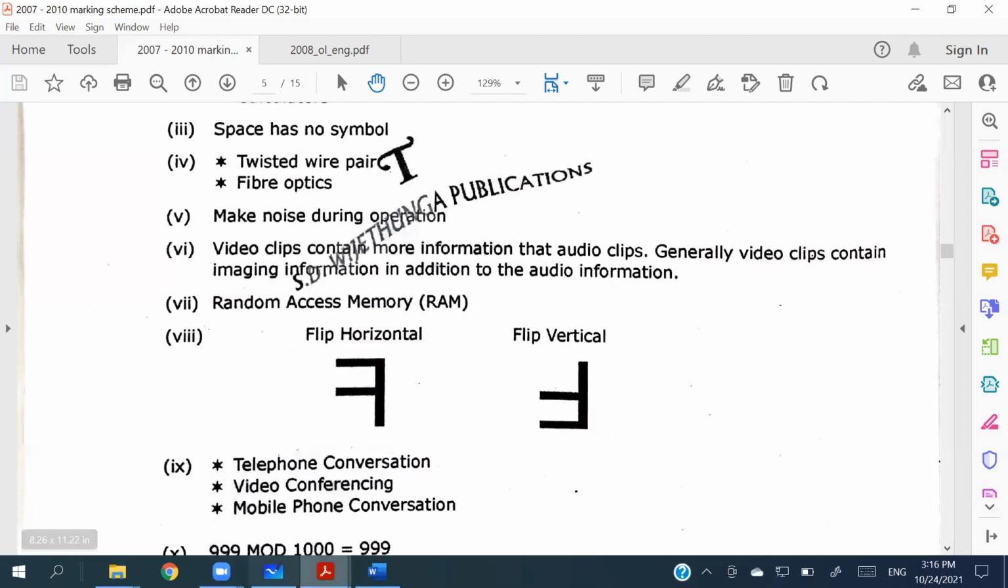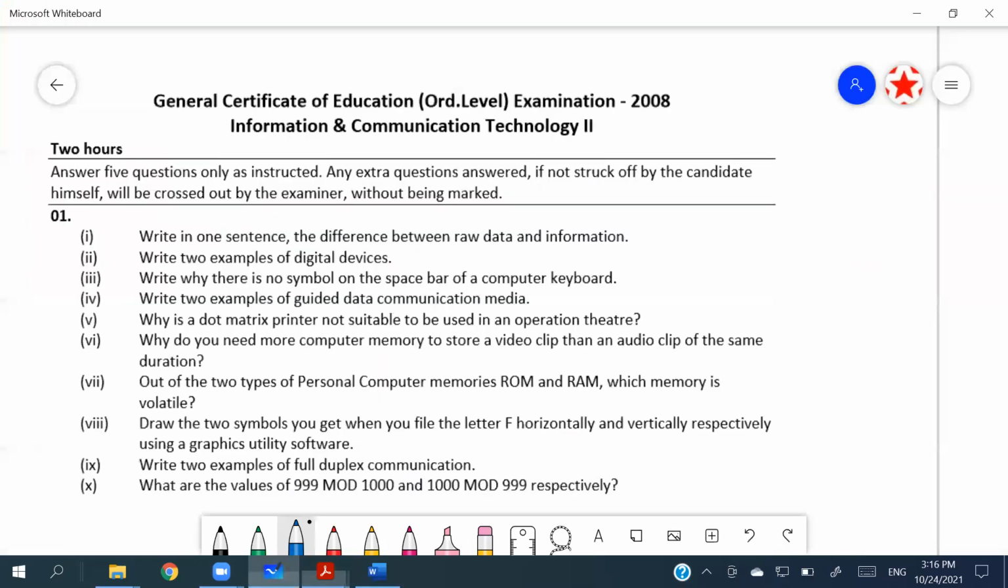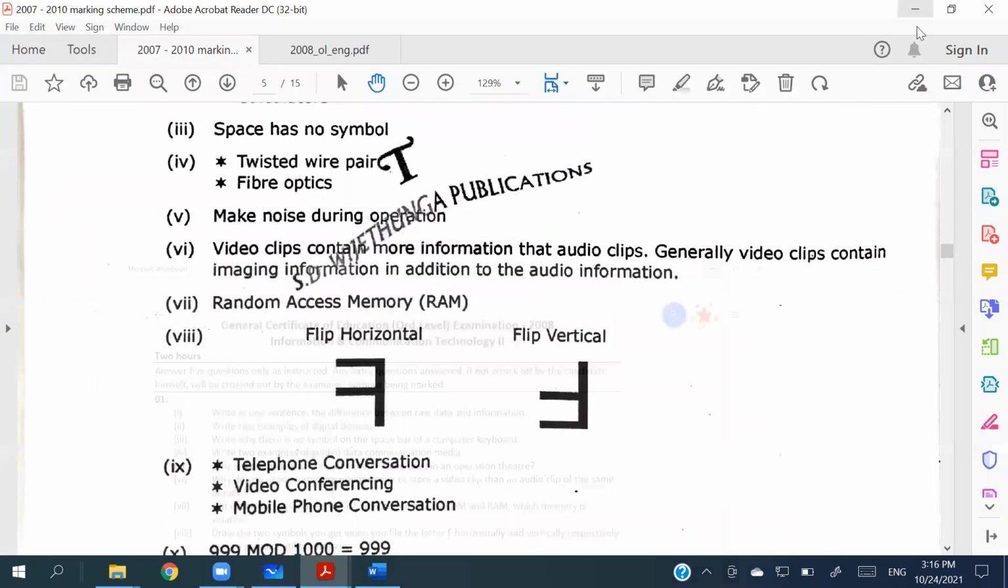The ninth one is talking about two examples of full duplex communication. There are many. Mobile communication is one of the things. Video conversations, telephone conversations, mobile phone conversations. Those kinds of things can be taken as full duplex. If you got any alternative answers, let me know. So any two of these things will give you 2 marks.